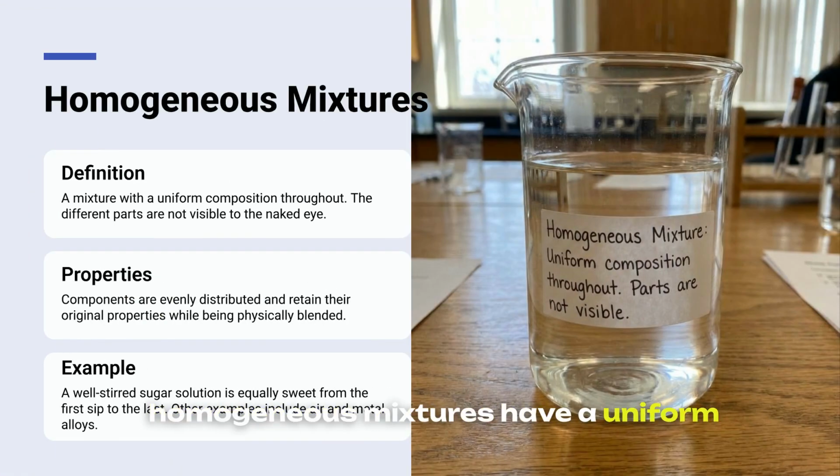Homogeneous mixtures have a uniform composition throughout. The different parts are not visible to the naked eye. The components are evenly distributed and retain their original properties while being physically blended. A well-stirred sugar solution is a great example.